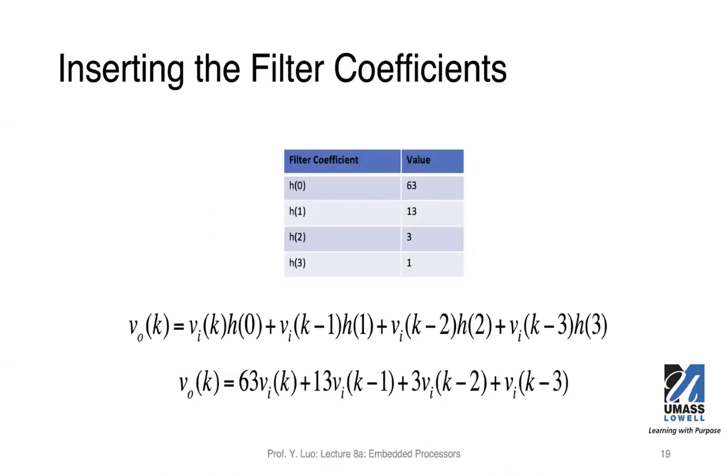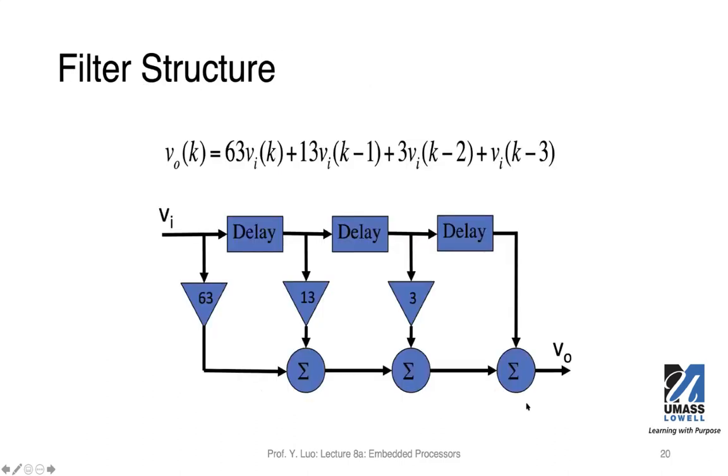So we'll move forward by replacing the coefficients with the values that we sampled from the impulse response function and scaled down by 100. So we have 63, 13, 3, and 1. And we apply those numbers in this final calculation. So this is what we have as the filter structure.